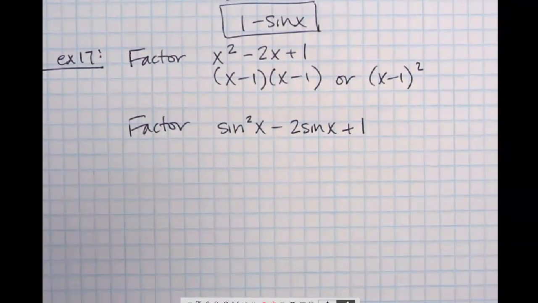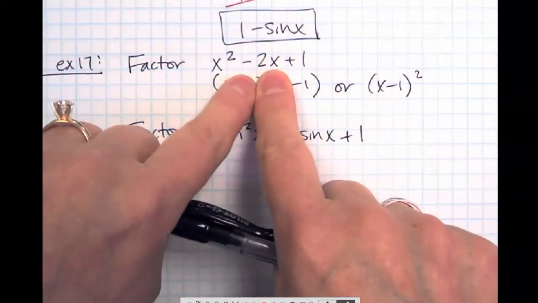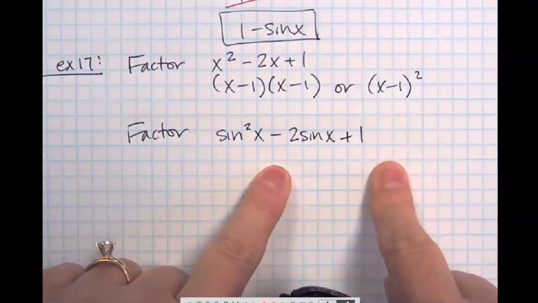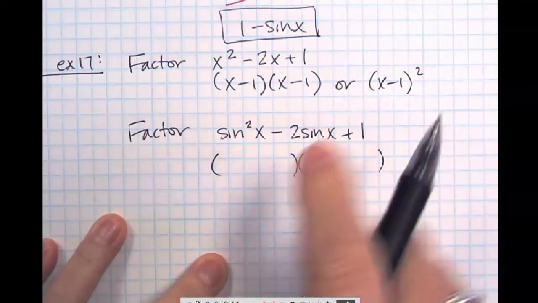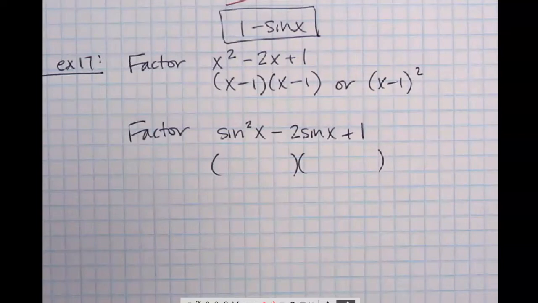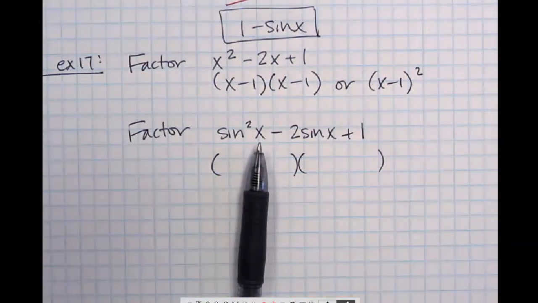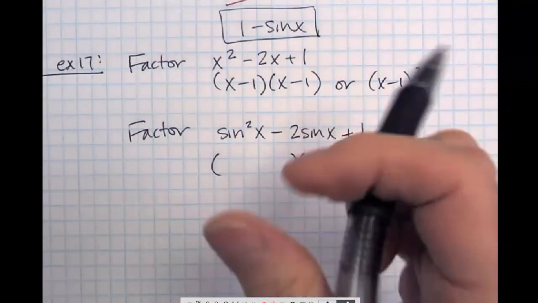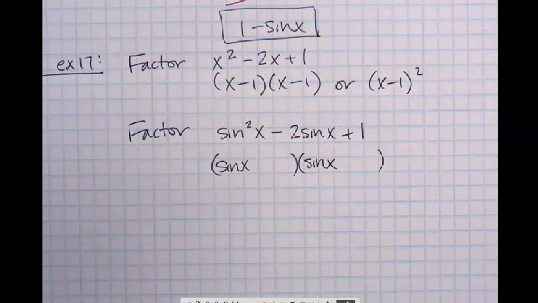Do you see that it's the same problem? It's identical. Something is squared: sine is squared, minus 2 times something, minus 2 times sine, plus 1. So it's a trinomial. I don't have a greatest common factor, so there's nothing to factor out. I'm going to figure out what two things would multiply to give me this. Start with the first term. What two things do you multiply to get sine squared? Sine times sine, right? Sine times sine is sine squared.